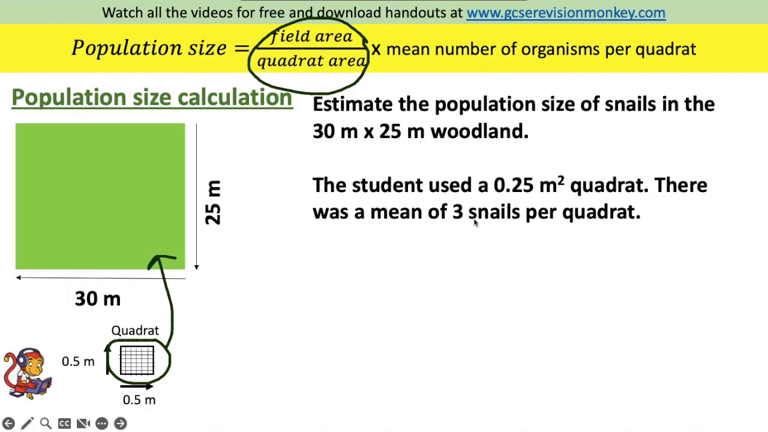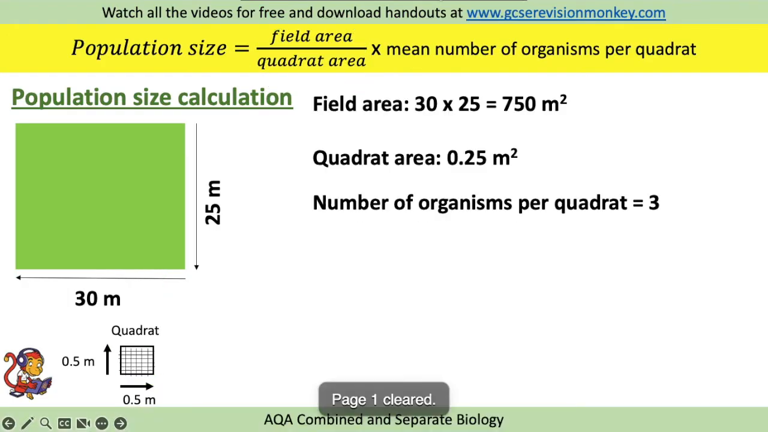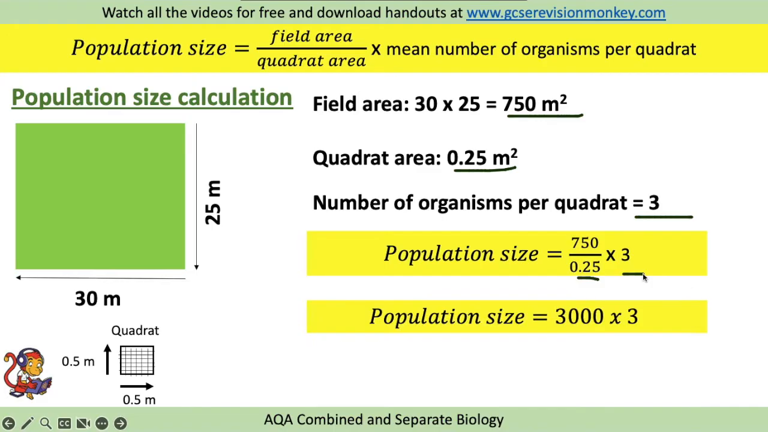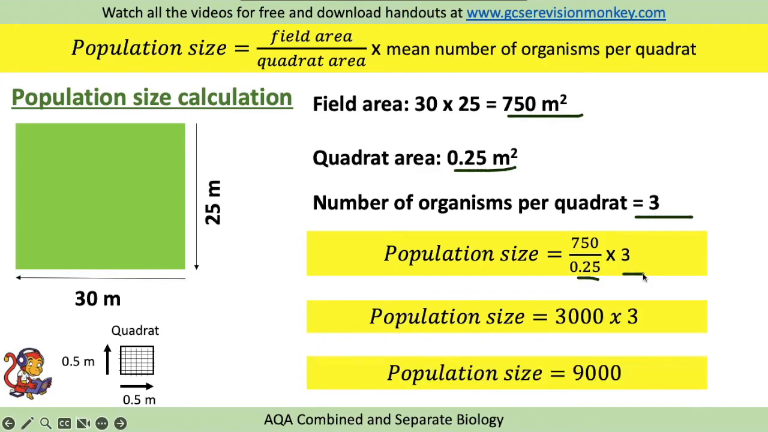And then if there was a mean number of 3 snails per quadrat, multiply that by 3, and that will give you an estimation of the population size. So if we have a look and calculate the field area, to give you 750 metres squared, we've got the quadrat area already, number of organisms are 3, so putting our numbers in, field area 750 divided by 0.25 multiplied by 3, showing our workings out and ending up with our population size of 9,000 in this example. So look out for that one if that one comes up in the paper 2 exam.